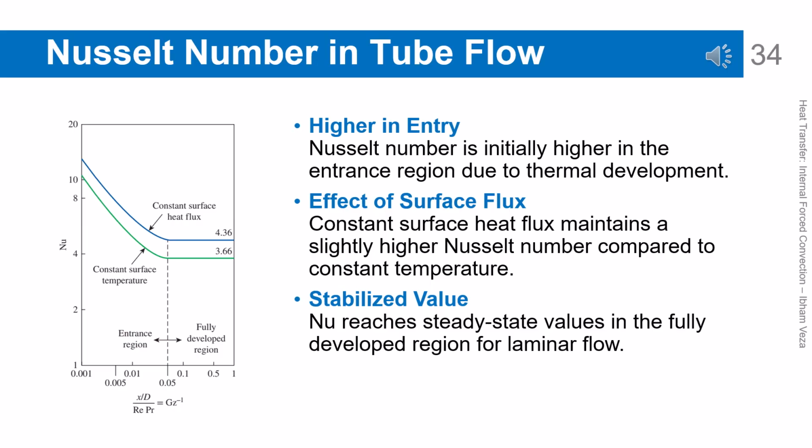As the distance increases, the Nusselt number decreases and reaches a constant value. This value indicates that the thermally fully developed condition has been achieved. This behavior is important in determining the effective heat transfer length.